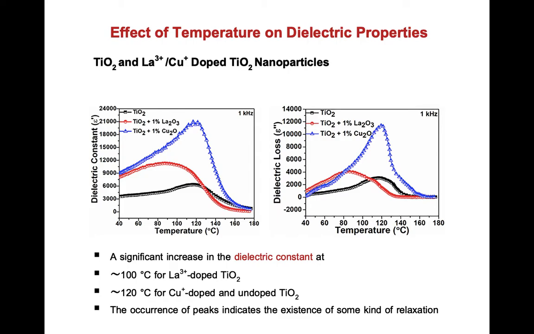Next, they studied the effects of temperature on dielectric property. The permittivity increases with the temperature, attains some peak value at a particular temperature, and then decreases with a further rise in temperature. The increase in the dielectric constant against temperature is highest for copper doped titanium dioxide, followed by lanthanum doped and undoped titanium dioxide, showing that the change is in accordance with the charge density of different samples.